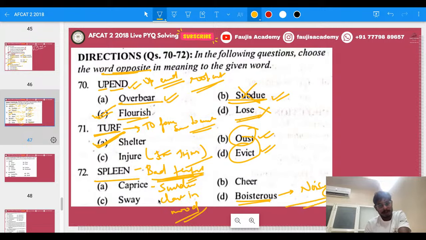Sway. Sway means what? I am swaying. Narendra Modi has swayed the election in his own favor. Sway means to tilt. Spleen is bad tempered. Caprice means again sudden change in mood. So which one are we left with? We are left with cheer. So 72 B is the answer.